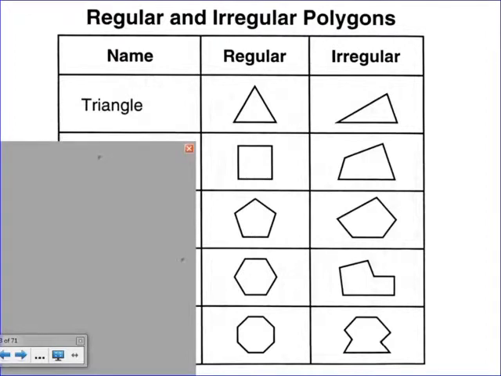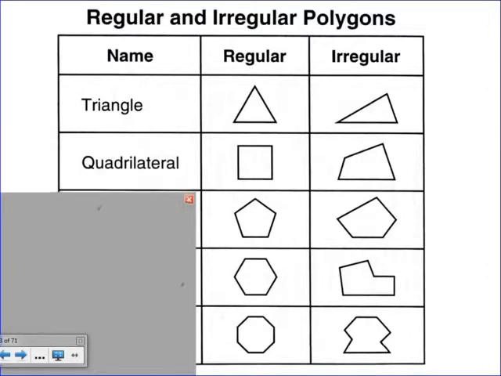Four-sided shape, does anyone remember what we call a four-sided shape? Quadrilateral. Good, quadrilateral. We're going to come on to them later. If it's got all the same sides, it's a square. If it isn't, it can be anything: a trapezium, a trapezoid, a parallelogram, all these other things. And we'll look at all those names in a minute.